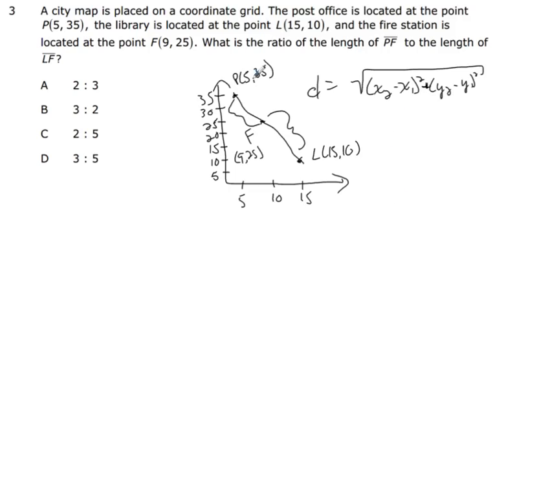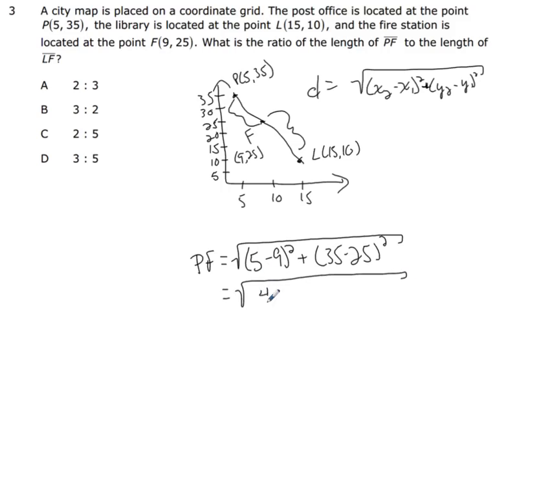All right, so I'm going to use 2 points at a time. So PF is going to be equal to the square root of 5 minus 9 squared plus 35 minus 25 squared. All right, and so that's going to give me the square root of 5 minus 9 is -4, so it's -4 squared plus, that's going to be 10 squared there. So it's going to be equal to the square root of 16 plus 100, which is the square root of 116. All right, I'm going to leave it like that for now. I'm going to find the other one.